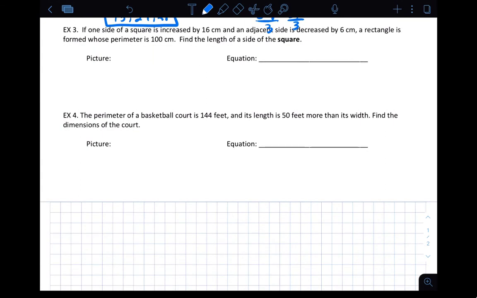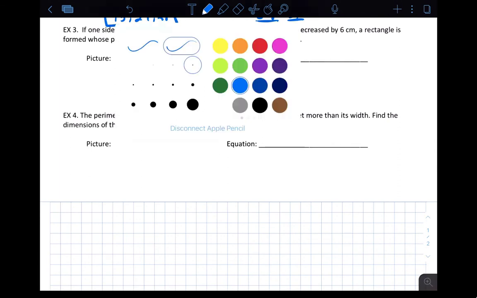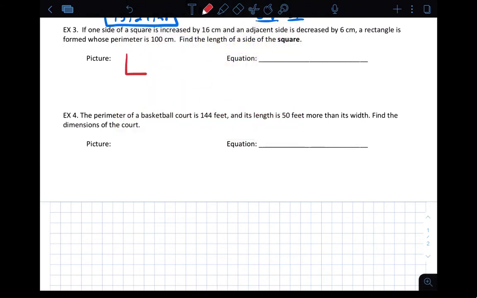If one side of a square is increased by 16 centimeters and an adjacent side is decreased by 6 centimeters, a rectangle is formed, whose perimeter is 100. Find the length of the square. I'm going to go ahead and draw my square. And if you know this, the square's side lengths are all the same. So I'm going to say the top side is x and the sides are also going to be a length of x.